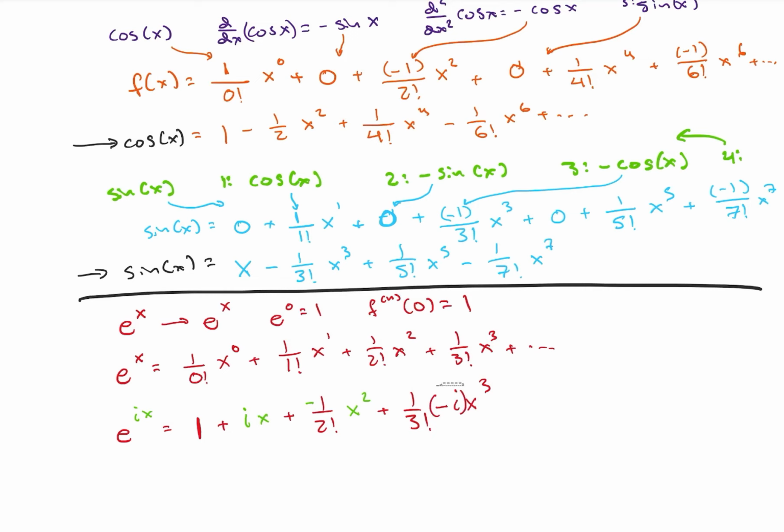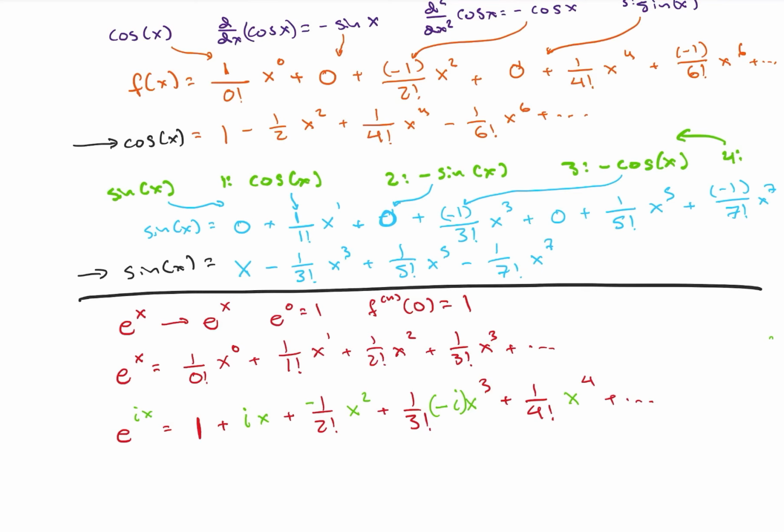Okay, and then I'm going to get plus 1 over 4 factorial. And now my sign here is going to be i to the 4th, so that's i squared, which is negative 1, and negative 1 squared is positive 1. So I'm just going to get x to the 4th. And this will continue on.